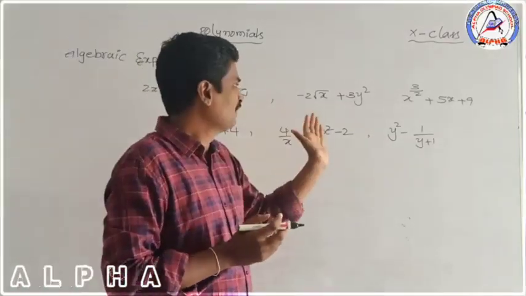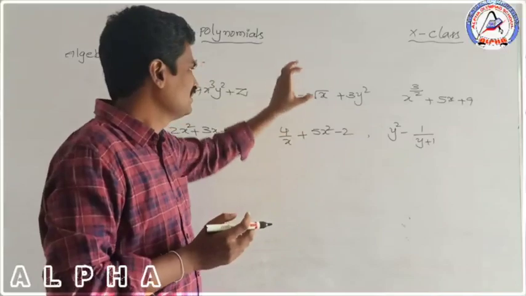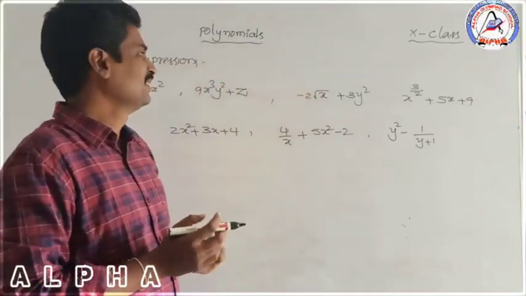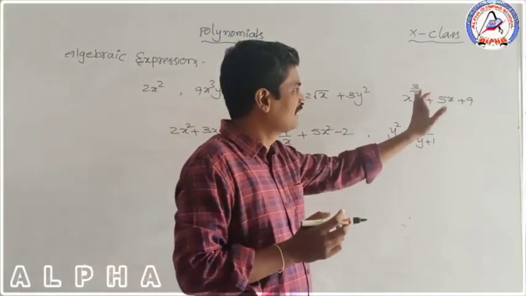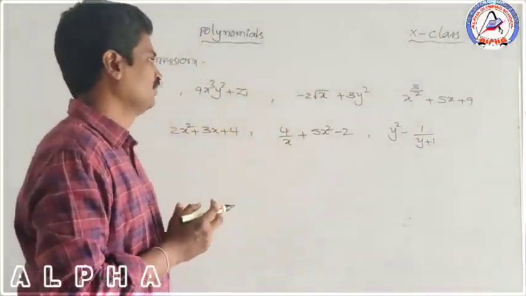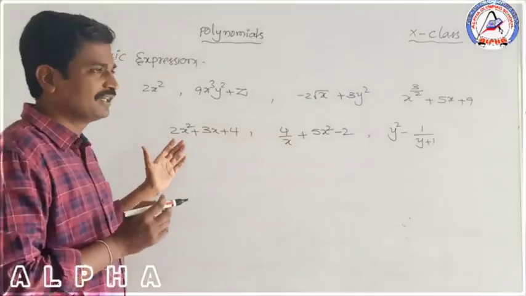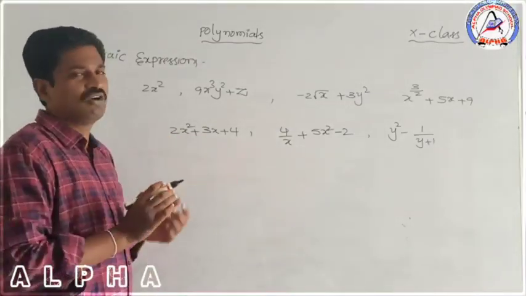Second term is plus 3y squared. The expression contains two terms, so it is also a binomial. And the next one contains three terms, so it is a trinomial. If it contains four or more terms, that is called a multinomial.